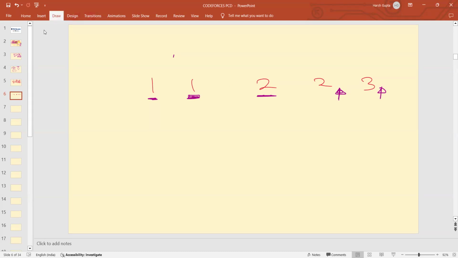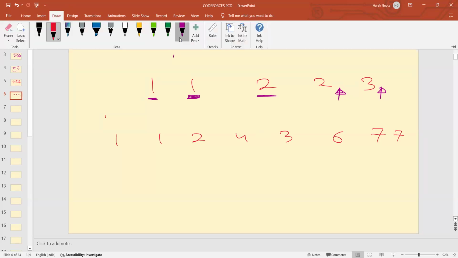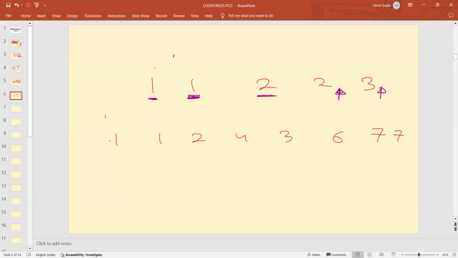Let's suppose I extend the example of my own. I take 1, 1, 2, 4, 3, 6, 7, 7. Okay. So now there are how many possible starting points? I can either start from here, here, here, here, here, here, here. I can start from any of these points. If I start from this point, what is the maximum distance I can go? I can at max go till this point, right? Because if I take 4, it is not allowed because the difference between 4 and 1 becomes 3.